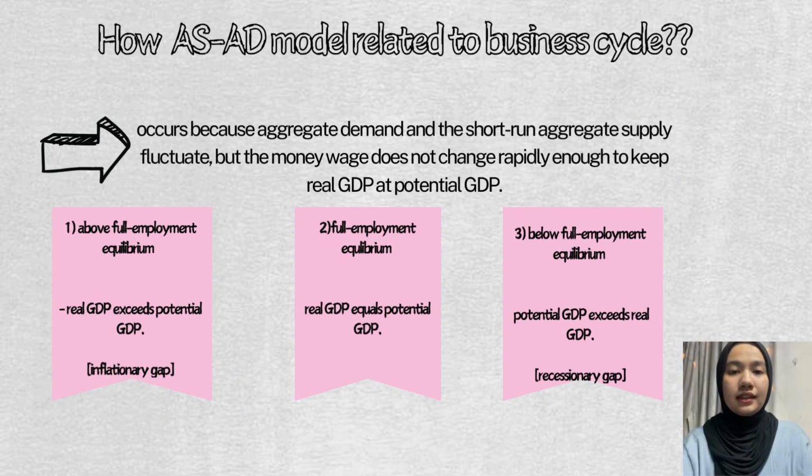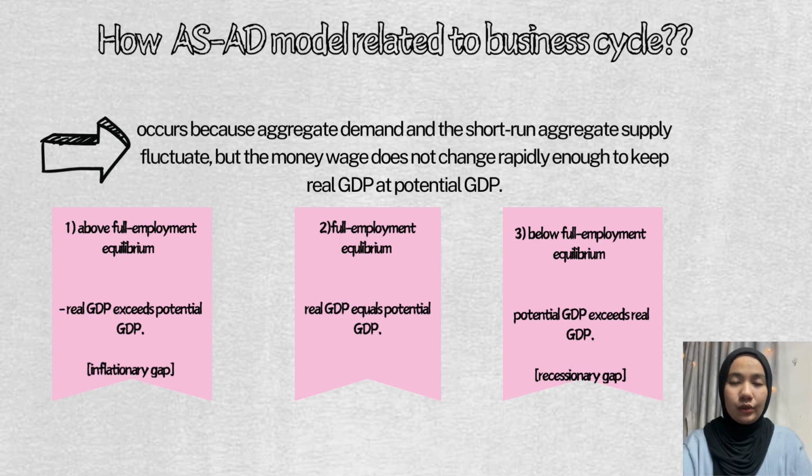Next is the business cycle in the aggregate supply aggregate demand model. The business cycle occurs because aggregate demand and short-run aggregate supply fluctuate, while money wage does not change rapidly enough to keep real GDP at the potential GDP. There are three types of business cycle. First is above full employment equilibrium that occurs when the real GDP exceeds potential GDP. It is also known as an inflationary gap.